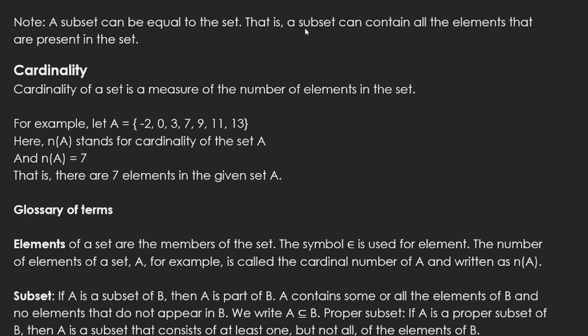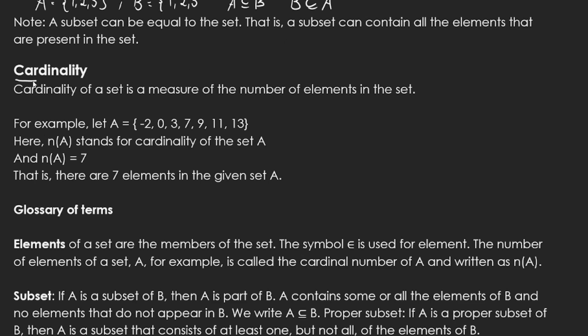That is, a subset can contain all the elements that are present in the set. I'm going to show you an example. We have A, and I'm going to put 1, 2, 3. And I'm going to put B as also 1, 2, 3. A is a subset of B, and we can also say B is a subset of A.